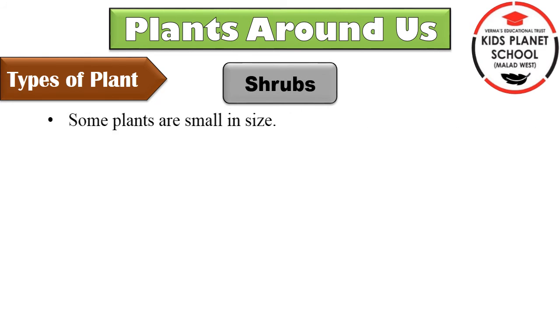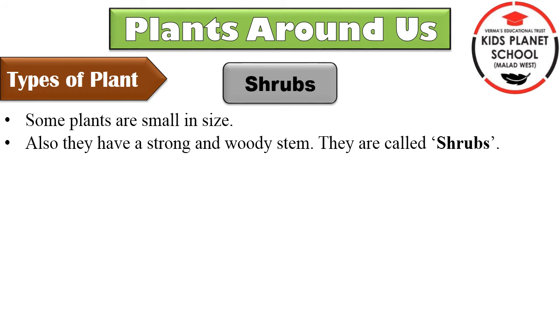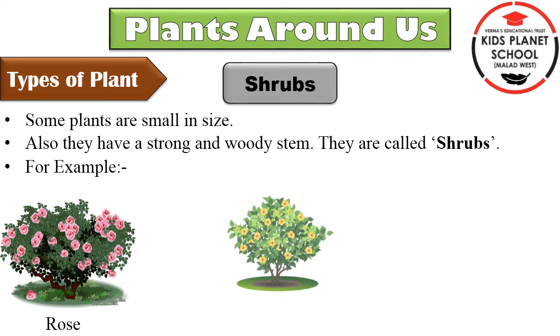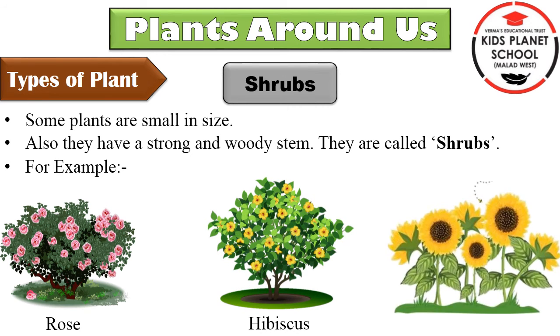Shrubs. Some plants are small in size. Also, they have a strong and woody stem. They are called shrubs. Children, the stems of shrubs are very strong and woody. For example, rose, hibiscus, sunflower. They are called as shrubs. Children, as you can see in the picture, they all have strong stem.